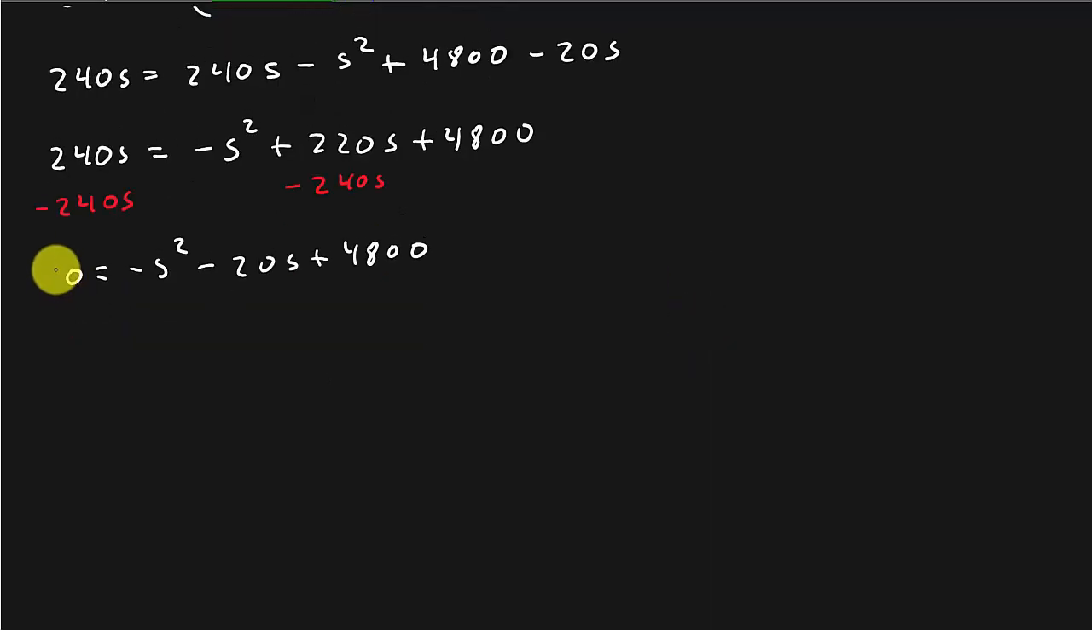And so now I'm going to multiply everything by negative 1, so that's going to swap the signs. So that's going to give me S squared plus 20S minus 4,800 is equal to 0. It doesn't matter if you write this on the right-hand side or the left-hand side of the equal sign.